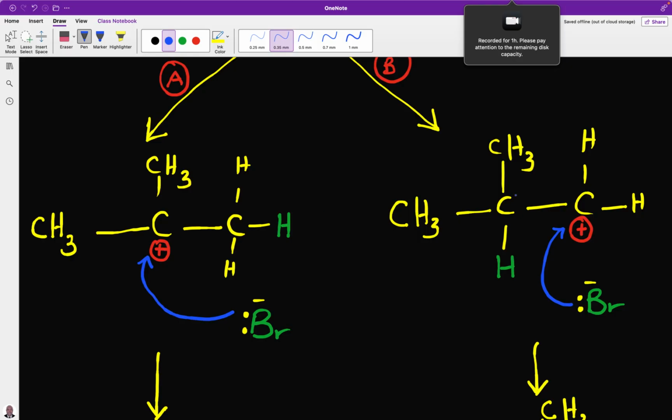But in this case, there's only one alkyl group that is donating here. Here there are 2-3 alkyl groups donating. This one donating, and this one donating. This reduces the charge density on the positively charged carbon, making this carbon energetically more stable than this one, where donation is coming from only one end.